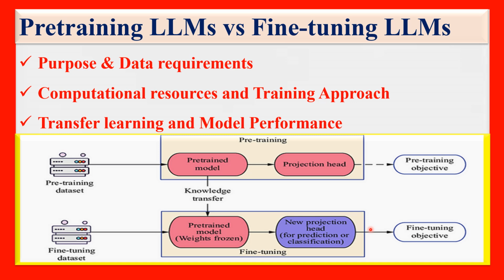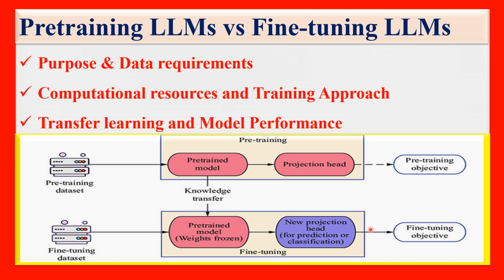The first difference is in the purpose. Pre-training is the process of training a large language model on a large diverse dataset to learn general language patterns and relations. The goal is to create a strong foundation of knowledge that can be applied to various NLP tasks, whereas fine-tuning is the process of adapting a pre-trained model to perform a specific task by training it on a smaller task-specific dataset.